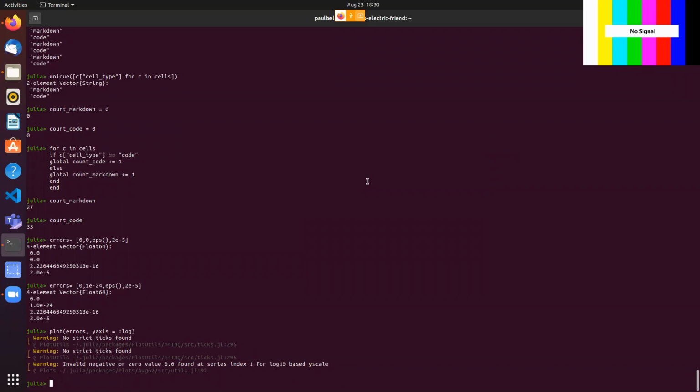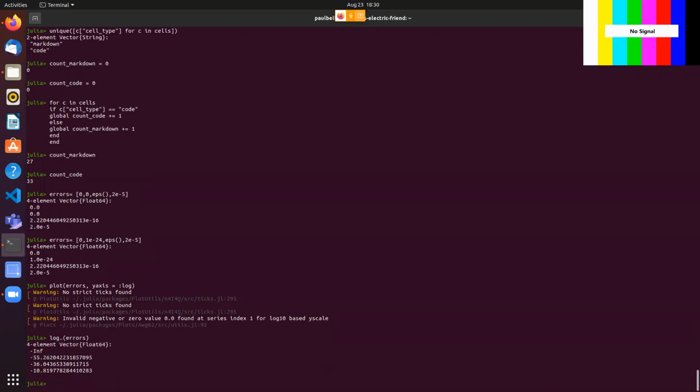If you just take the log of those errors, you've got a minus infinity in there. That's not great to plot on the same scale. Again, you don't really want to report below floating point anyway. So I would advise clamping.